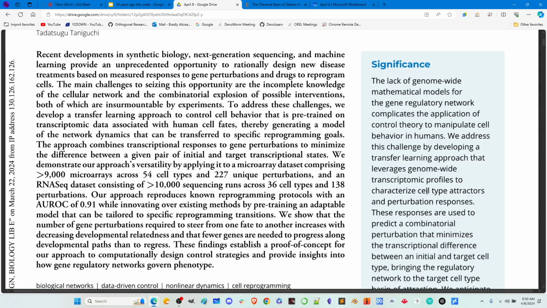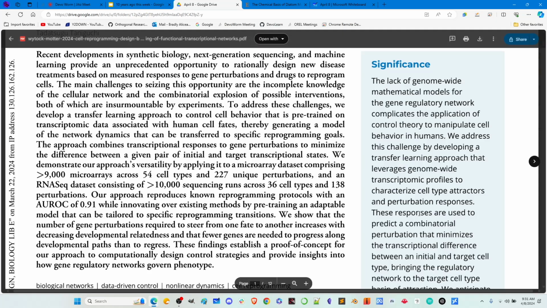So that's what they're trying to do here. They're trying to build these cell type attractors and perturbation responses. So they're trying to figure out not only the identity and the function, but what happens when you perturb a cell. What are the things that change? What are the things that need to change? If you're going from one state to another state, what are these kinds of things? So that's where they're coming from. They're using this transfer learning approach.